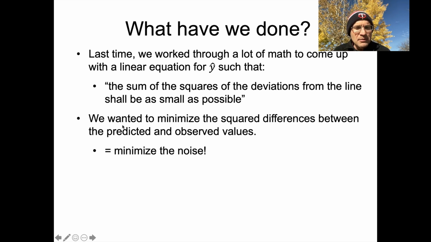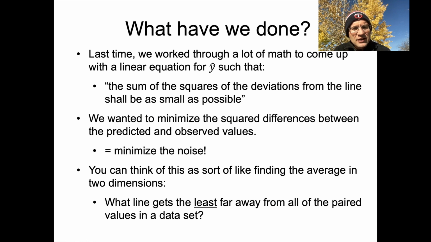So to do that, we came up with a basic equation to show that we want to minimize the square differences between the predicted and observed values in our linear connection between x and y. In one way you can think of this as minimizing the noise or minimizing the error. We can also think of it in graphical or spatial terms. It's sort of like finding the average in 2 dimensions, like what line gets the least far away from all the paired values in a data set.